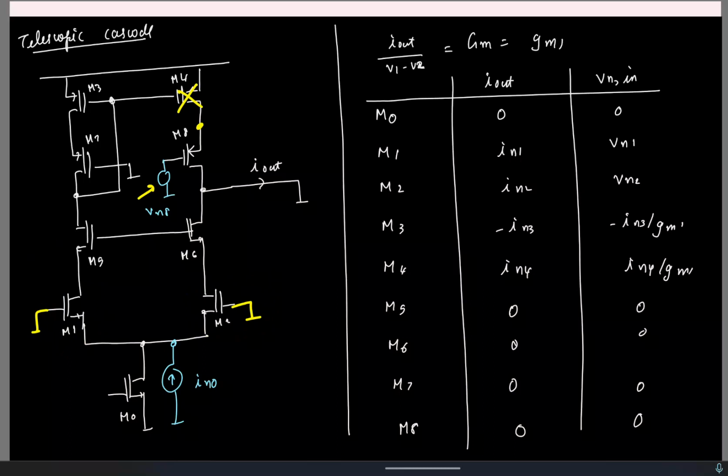Okay. So now if you see, the total input referred noise voltage is only from 4 transistors, similar to what we had for the 5-transistor OTA. Even the power spectral density will be same. Right? So let's quickly look at the offset now.